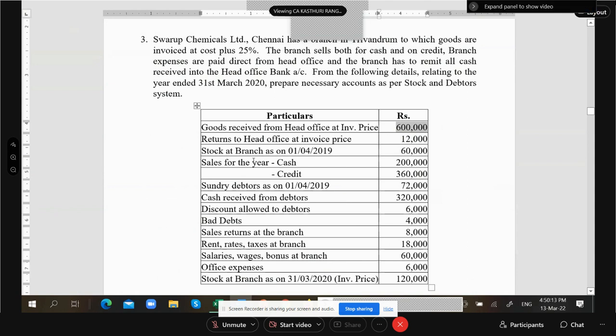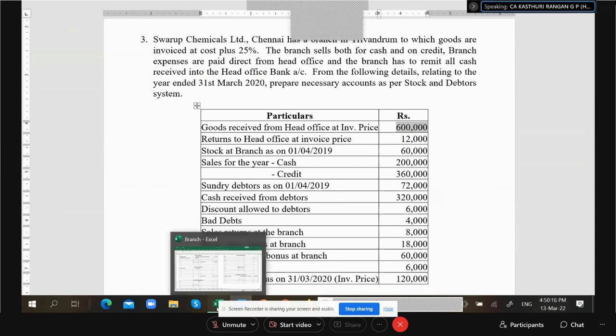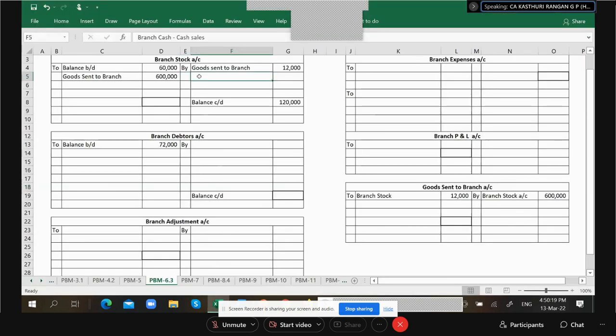Next, opening stock we have already recorded. Sales for the year, cash and credit. When there is a cash sale, goods go out, and branch cash comes in. Branch cash account debit to branch stock. So in branch stock account, by branch cash sales 2 lakh. Credit sale, branch debtors account debit to branch stock account. So debit debtors account, credit stock account. Why? Debtors receive the goods, debit. Goods go out of branch, credit. Okay. Next.